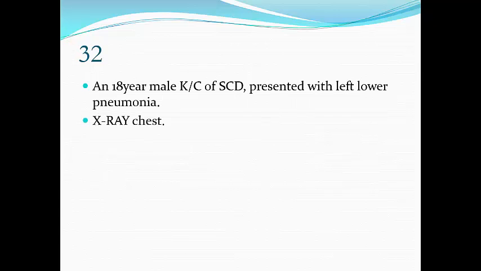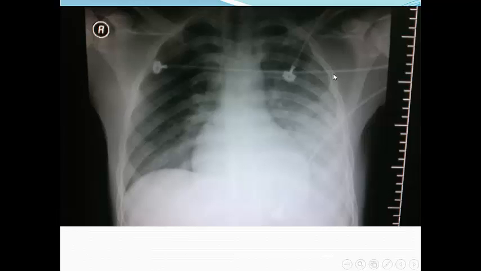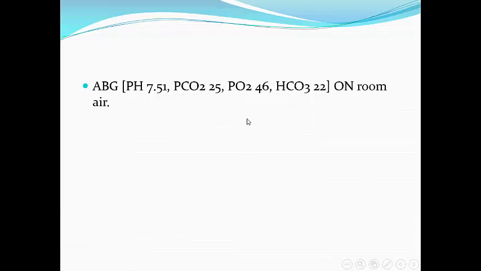Let us see some practical cases. An 18-year-old male, a known case of sickle cell disease, presented with left lower lobe pneumonia. Here is his X-ray. Here is the ABG: pH 7.51, PCO2 25, PO2 46, bicarb 22 on room air. What are you going to do with this ABG?